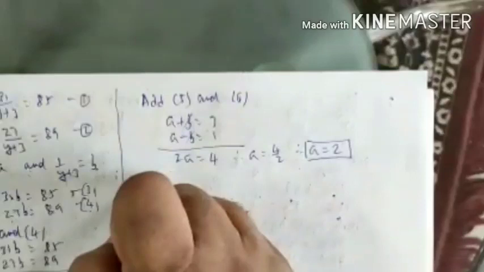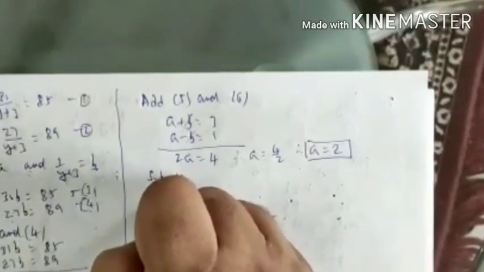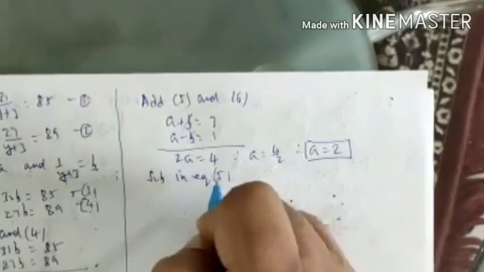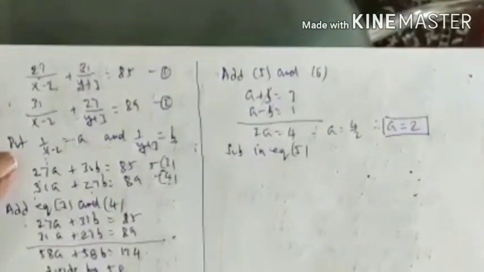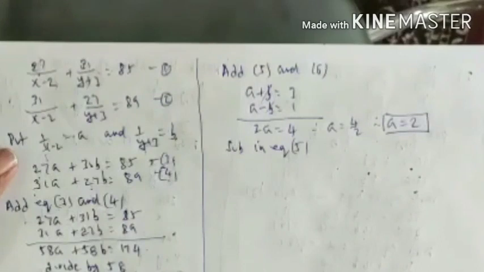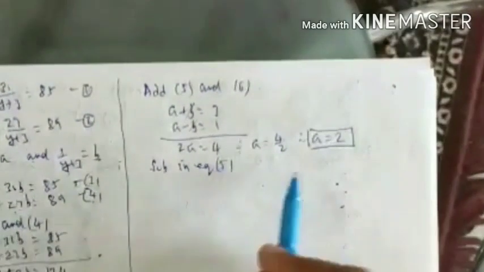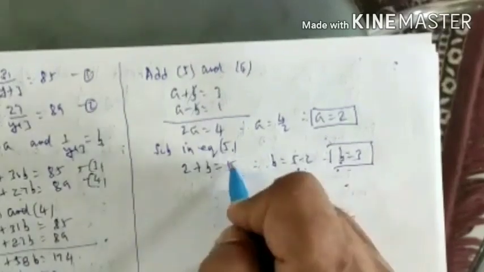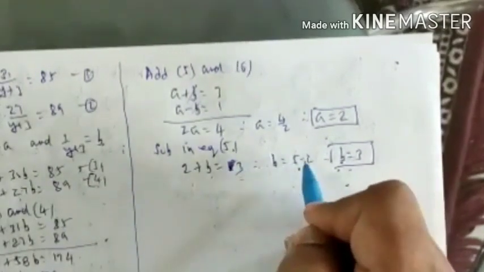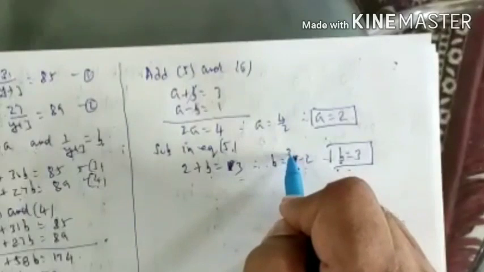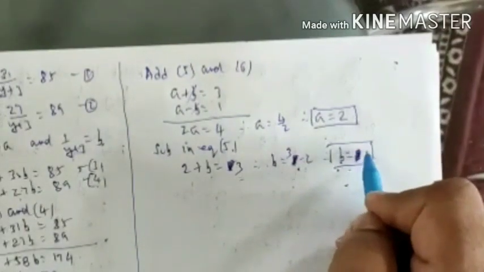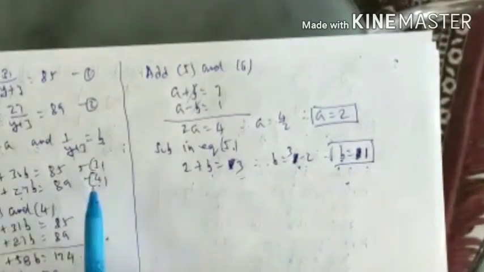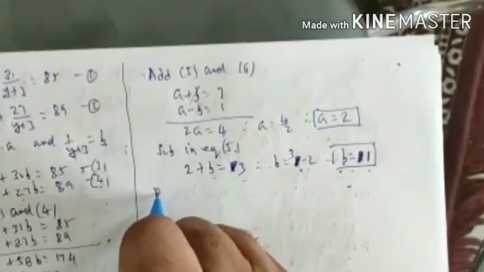Now, substitute in equation 5. See, what is our equation 5? A plus b equal to 3. Here, we shall substitute a equal to 2. So, 2 plus b is equal to, sorry, there was a mistake here, here it is 3. 3 minus 2, 3 minus 2 is how much? 1. So the value of b is 1. Now we shall resubstitute the value.